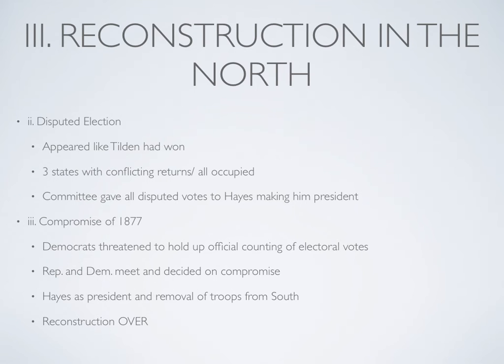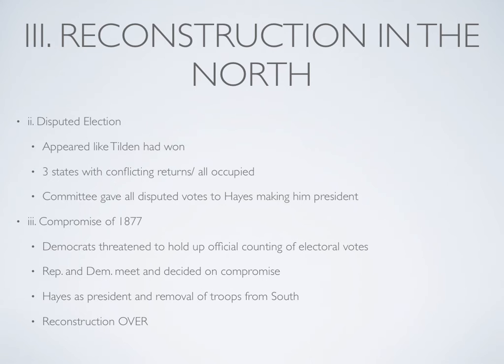Okay. So the election is a disputed election, kind of like, most of you probably won't remember the Bush and Gore election. But this election looks like Tilden won. We have 3 states with conflicting returns. All of these states are occupied by the military, so there's a committee that's chosen and put together to look at all of these disputed votes, and what happens is they decide to give these votes to Hayes, and that makes Hayes the president.